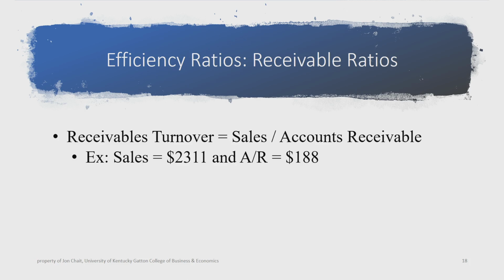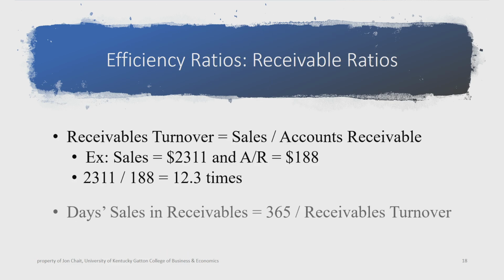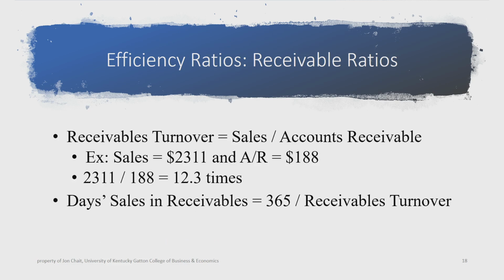So again, to calculate the turnover, we have the sales I made up, 2,311, divided by AR, which tells us that AR turnover is 12.3 times. When we want to figure out the days in AR, we divide 365 by the 12.3, and we get 30 days. So that tells us that for this company, 30 days in receivables would actually be very good.